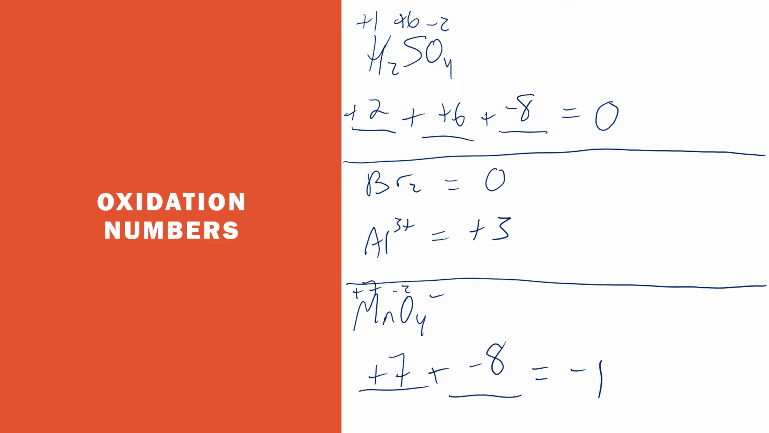Now, remember, if something is increasing its oxidation number, that means that that substance was oxidized, and if something is decreasing its oxidation number, that substance was reduced. And that's over the course of the reaction. And also remember, if nothing changes oxidation number from the reactant side to the product side, then it is not an oxidation-reduction reaction.